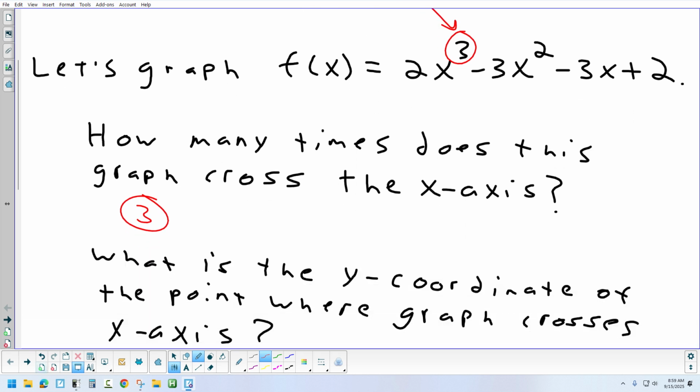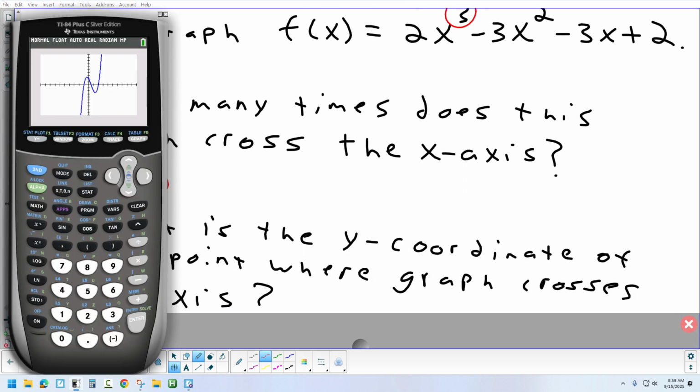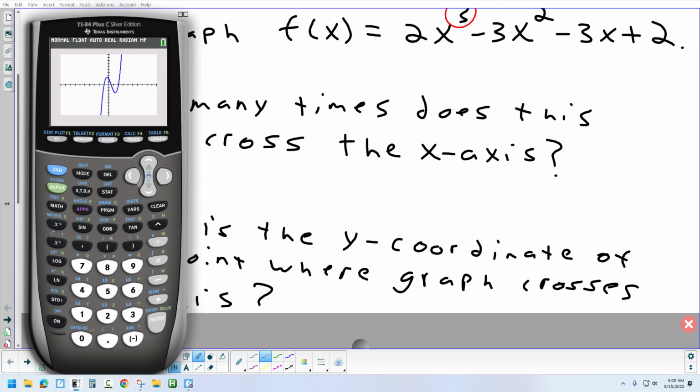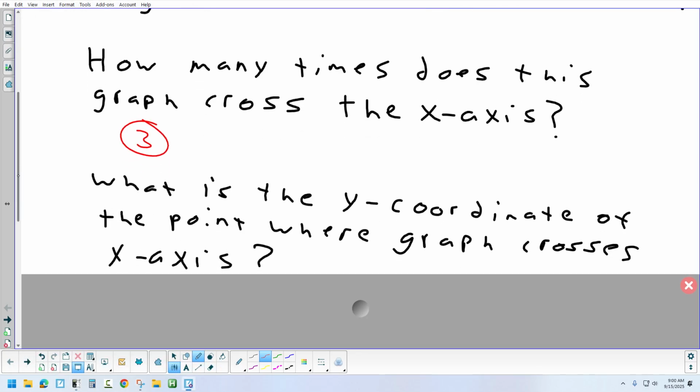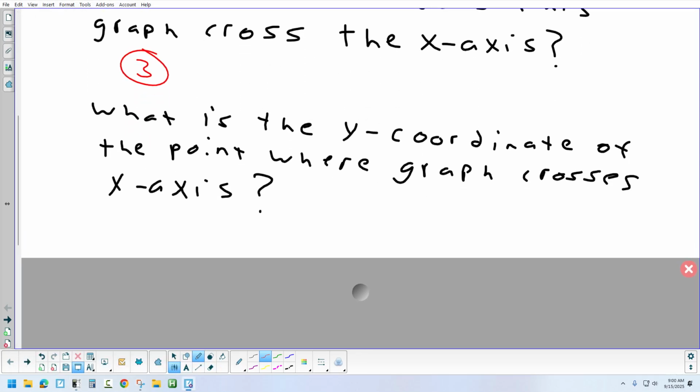And now, when we're looking at all of those points, all 3 of them, what is the y value of a coordinate that's on the x-axis? Well, Gregory, what's the y value of a point on the x-axis? 0. Yes. So the y value for any coordinate where the graph crosses the x-axis is always 0. That's why when we talk about an x-intercept, a lot of times we refer to it as a 0. Okay?